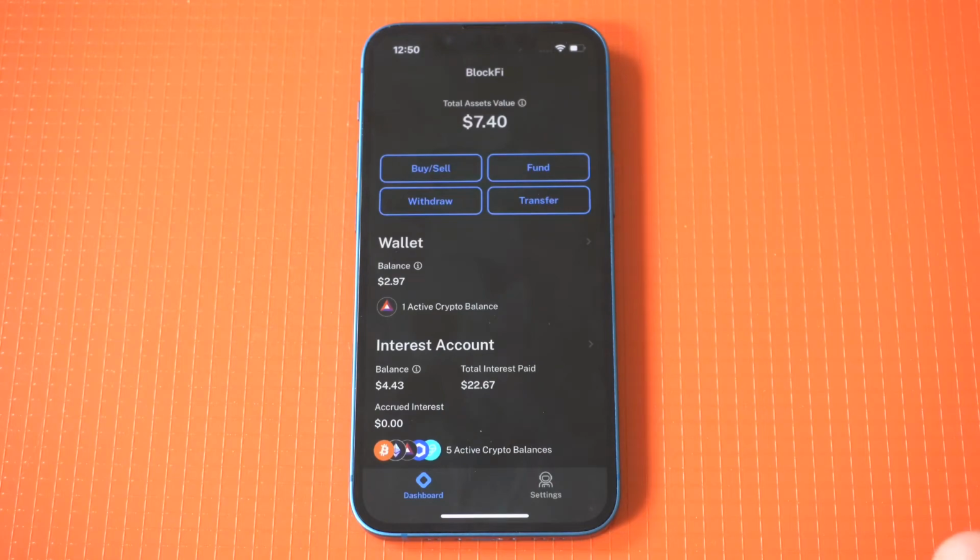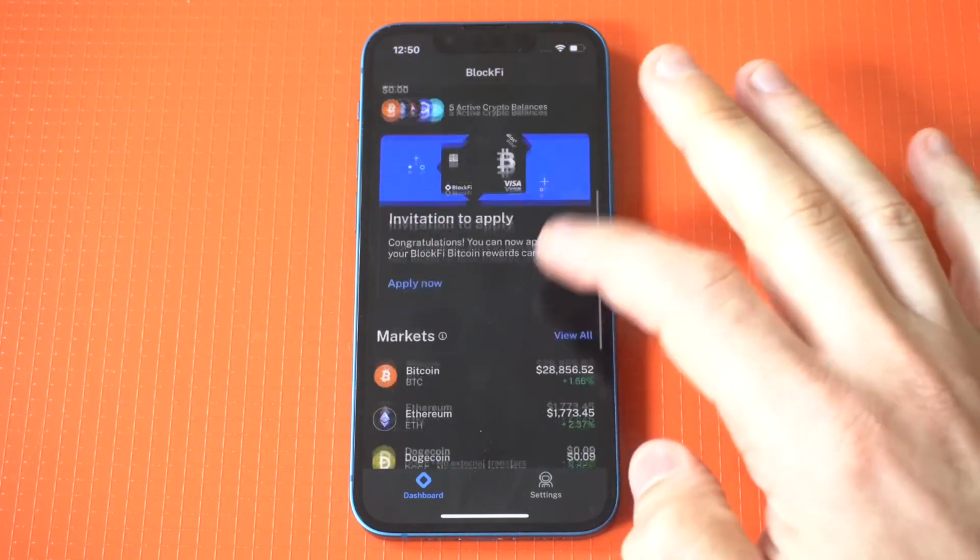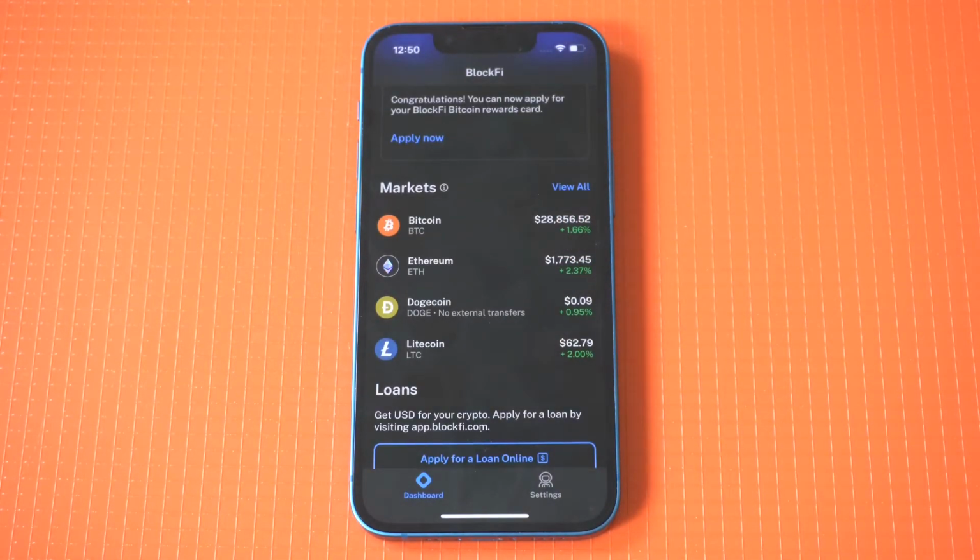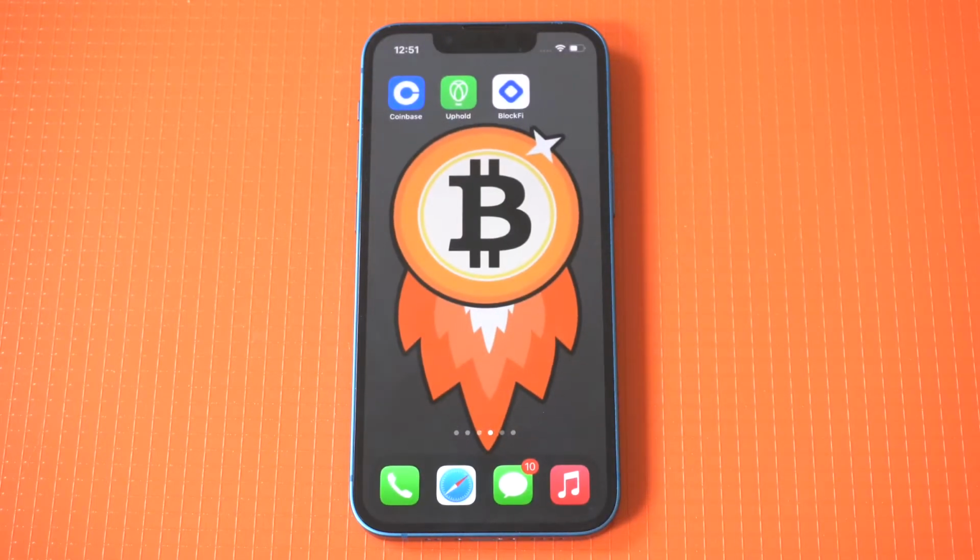Okay, and then last up, if you wanted to use Apple Pay to buy some crypto, you could do that here on BlockFi. Now, BlockFi is basically an earnings cryptocurrency saving app, I guess you could say, but it's just another staking platform and it's awesome.